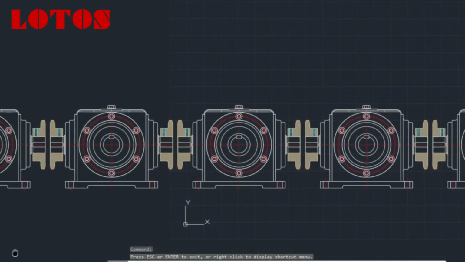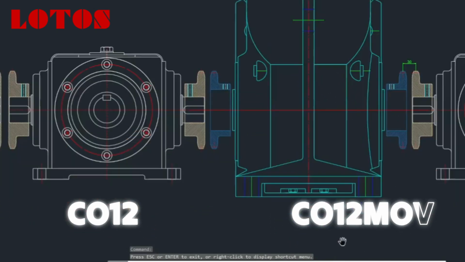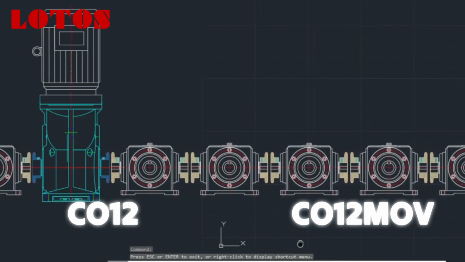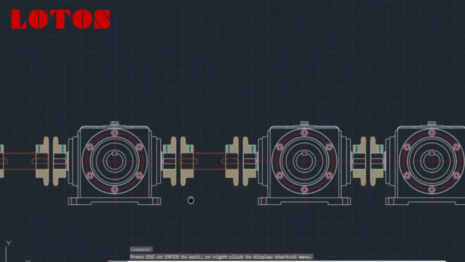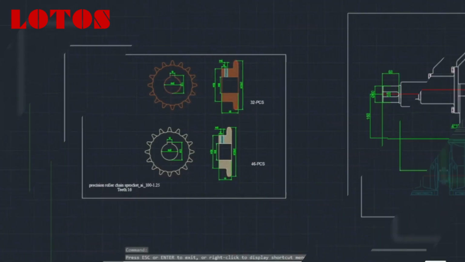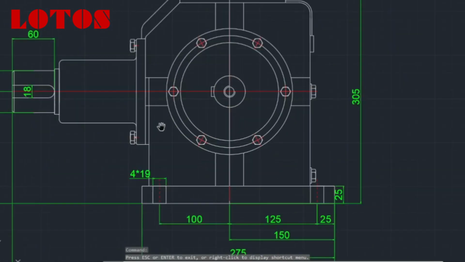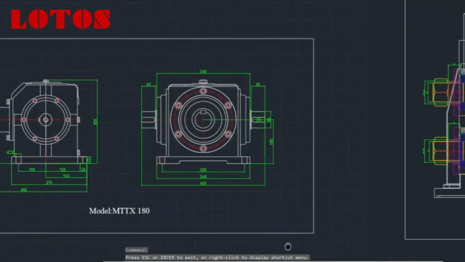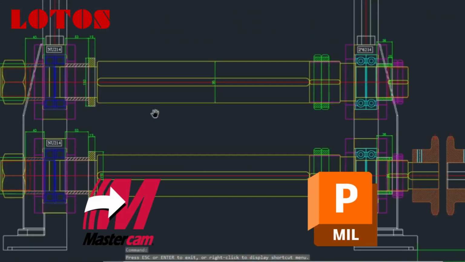We use high-strength alloys such as CR12 or CR12 MOV to ensure that even after years of operation, the rollers maintain their shape and the product quality remains consistent. Additionally, for machining these rollers, we use advanced CAM software such as MasterCam and PowerMill to achieve high precision.